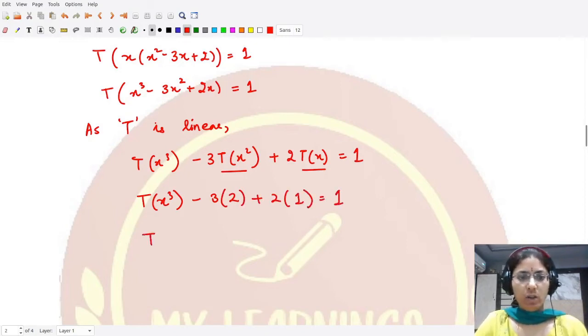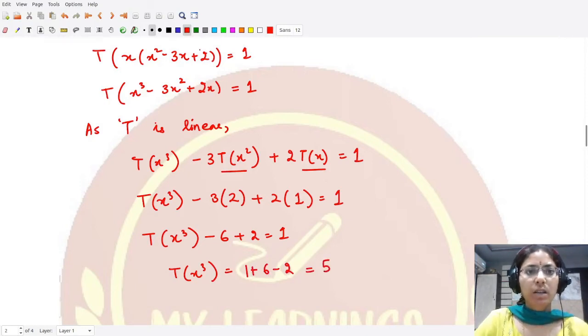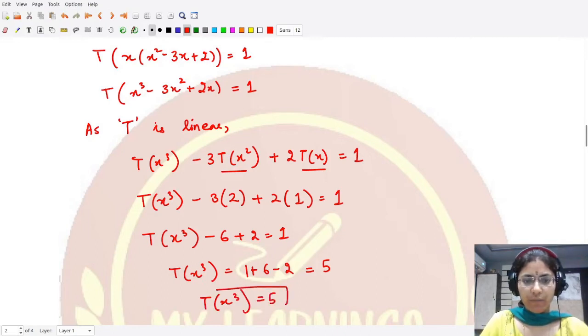So when you solve this, you have T of x cube minus 6 plus 2 is equal to 1. So you could simplify this. You would have 1 plus 6 minus 2. So 7 minus 2, that is 5. So from here we have obtained the value of T of x cube as equal to 5. Let's mark this as equation number 4, right?